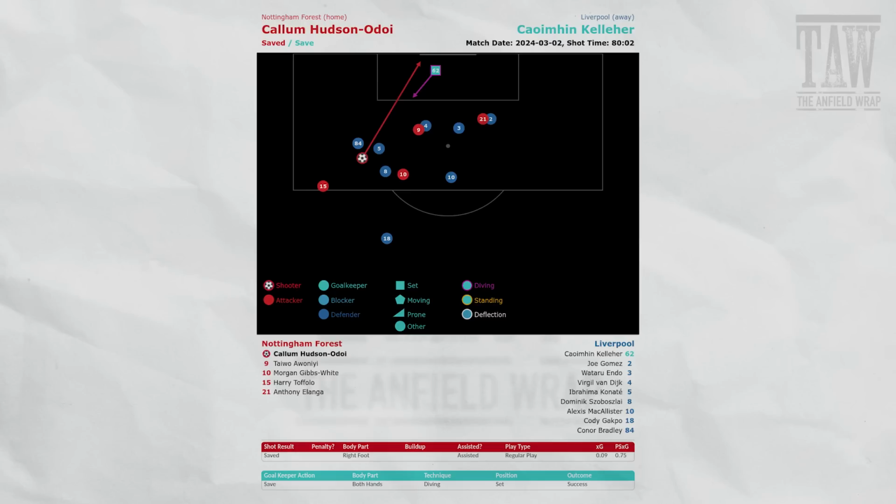He does, he gets it through the defenders. He then doesn't go far post, which is convention. He goes near post, but it's in the corner. So the XG on the shot is 0.09. The post shot XG, and Kelleher saves it, is 0.75. That is, again, an example of an exceptional save.